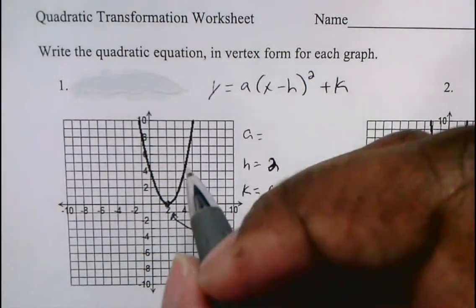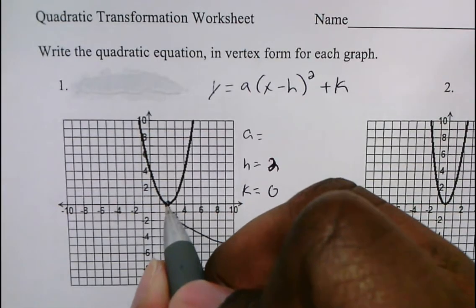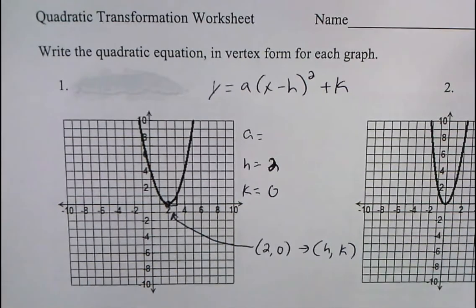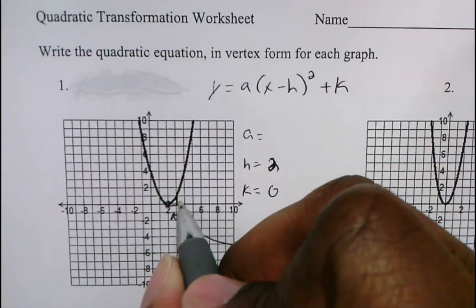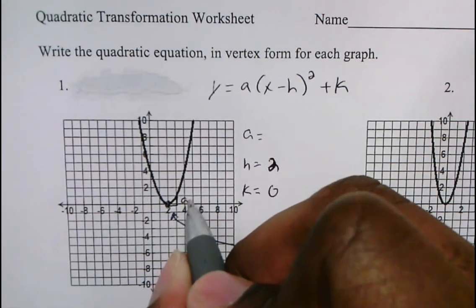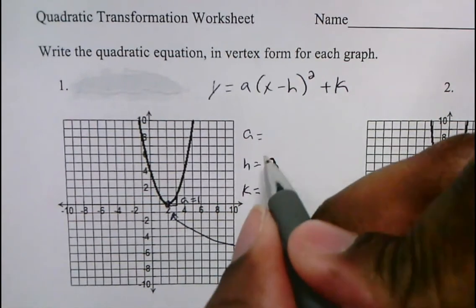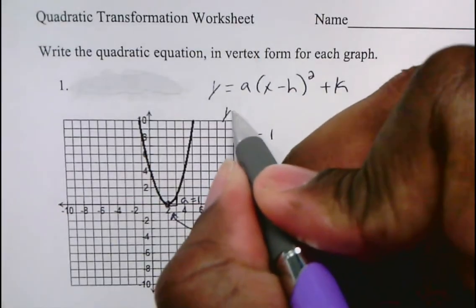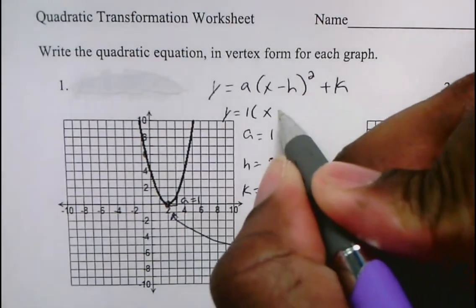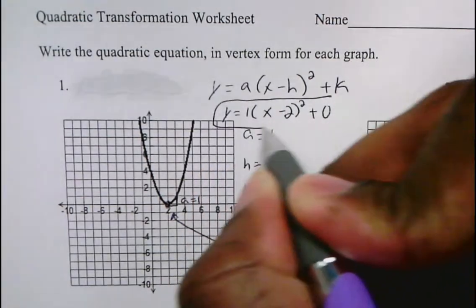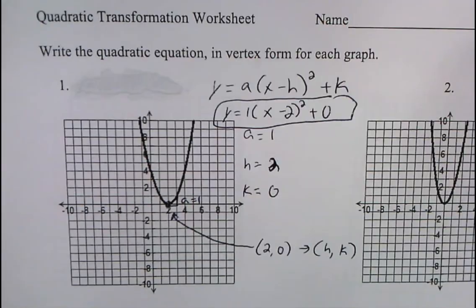And the best way to find a is start at the vertex, go exactly 1 unit over, and then go up or down and touch the graph. However far you go upwards or downwards tells you what a is. In this case, it went up 1 unit. So I know a is 1. So the equation for that graph is y equals 1(x subtract 2) squared plus 0. So I've now written the equation for that quadratic expression using this graph.